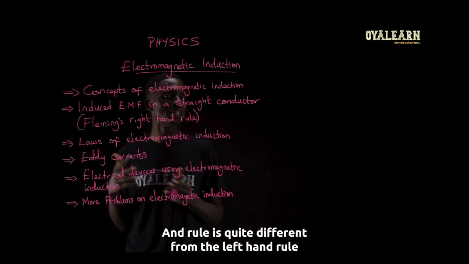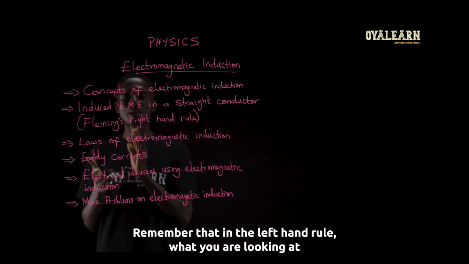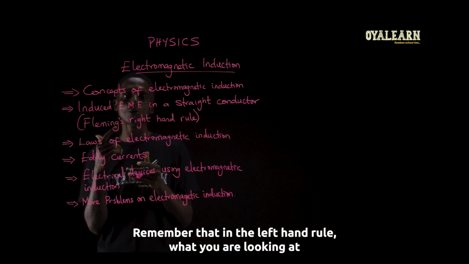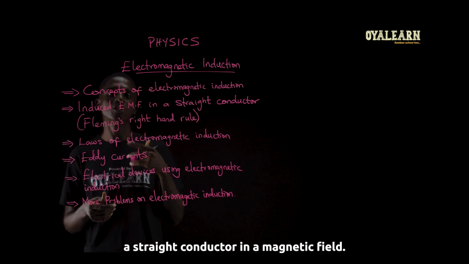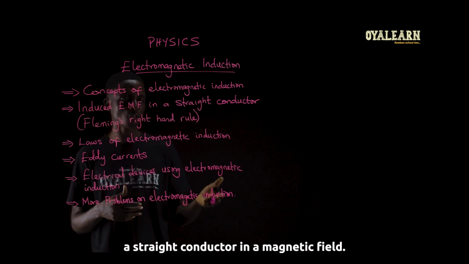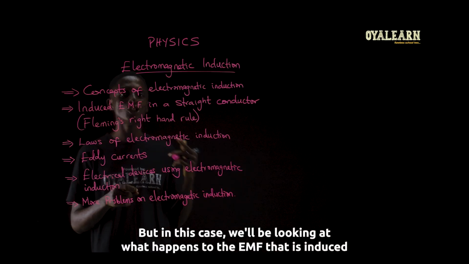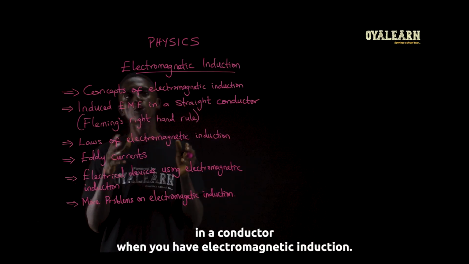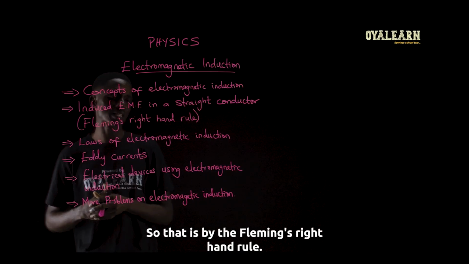It's quite different from the left-hand rule, but you still do not have to forget what the left-hand rule says. Remember that in the left-hand rule, what you are looking at is the direction of force when you have a straight conductor in a magnetic field. But in this case, we'll be looking at what happens to the EMF that is induced in a conductor when you have electromagnetic induction. So that is by Fleming's right-hand rule.